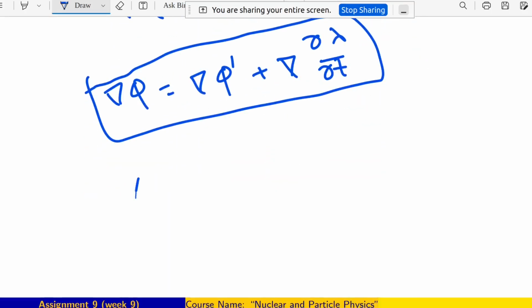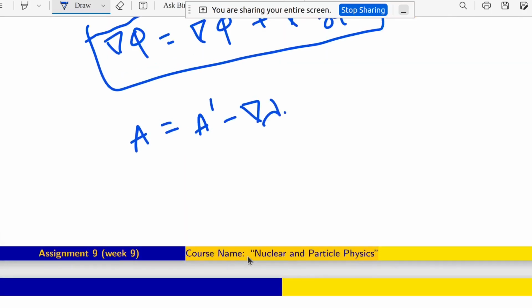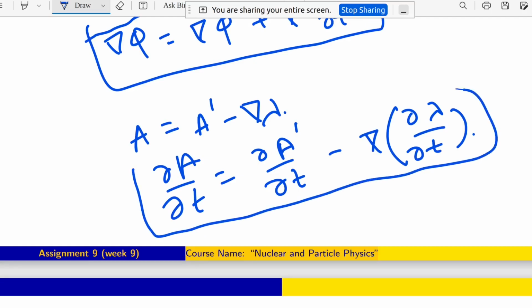Now coming to A. A was A prime minus grad lambda, because you can see here I have written A prime minus grad lambda. So if I write del A del t, then what will be the form? Del A prime del t minus grad of del lambda del t. And you know that grad and del are interchangeable, so that's why I can write it like grad of del lambda del t. So we have the expression for del A del t also.